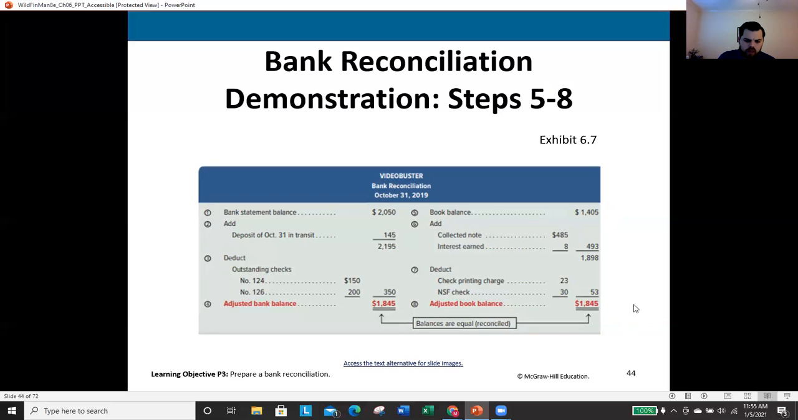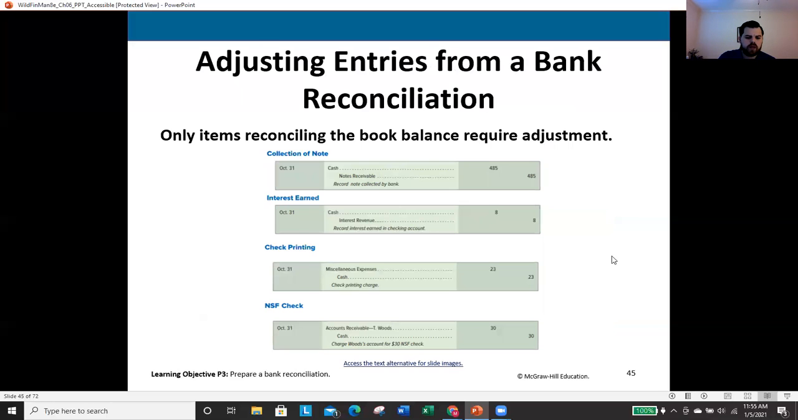Now, the next thing that you want to do is actually prepare those journal entries. So here we're going to only look at the book adjustments. Remember, the bank makes their own journal entries. I don't work for the bank. You don't work for the bank. Unless you actually have a job for a bank, and then you'll need to learn their side. But here, we're simply working for the book.